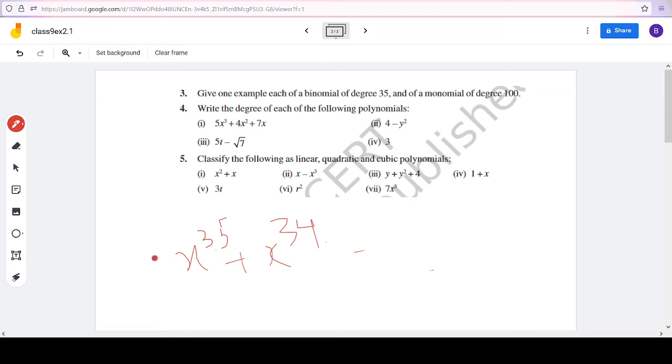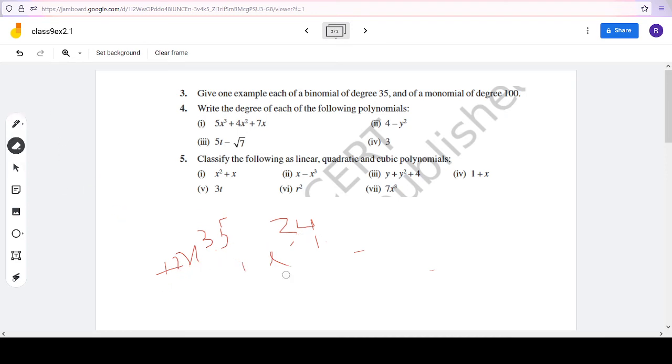Similarly, the coefficient can also be more than 1. It can be minus x power 35 or plus 3 into x power 35, or any coefficient, constant, variable, doesn't matter. So similarly, what is a monomial? Monomial means a polynomial with only a single term.